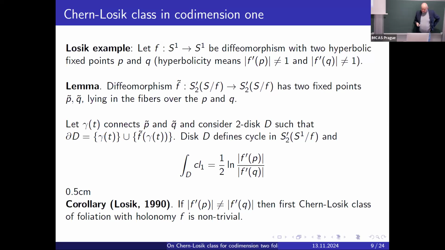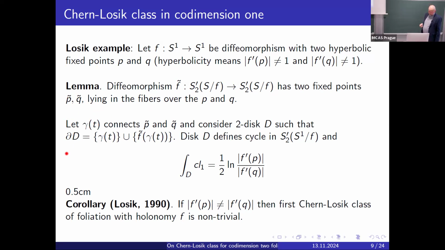And what is this? We need to consider some diffeomorphism of the circle with two hyperbolic fixed points, P and Q. Hyperbolic means that we have non-unit derivative at this point. So f prime p is not equal to 1 and minus 1, and f prime q is also not equal to 1 or minus 1. And first of all, Losik proved that if we lift this diffeomorphism to the jets, then on the jets, we also have fixed points over these points P and Q, P tilde, Q tilde.